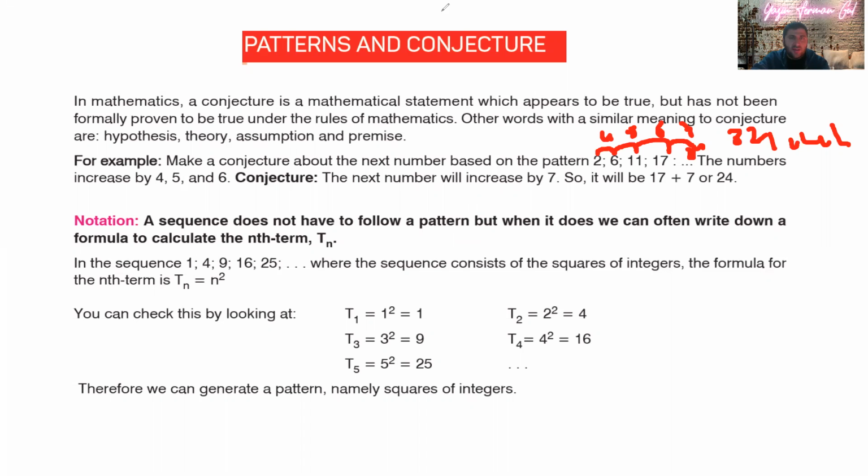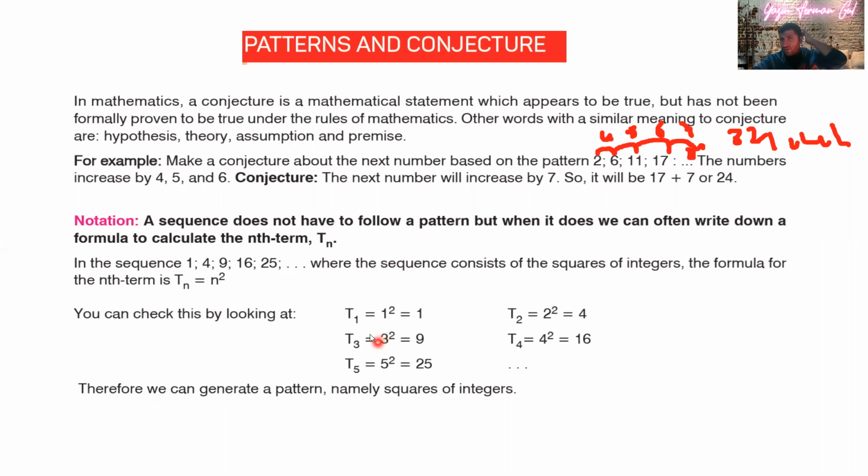In the sequence 1, 4, 9, 16, 25, the sequence consists of the squares of integers, because 1 to the power of 2 is 1, 2 to the power of 2 is 4, 3 to the power of 2 is 9, 4 to the power of 2 is 16, 5 to the power of 2 is 25. That's why we say these are square numbers. The formula for the nth term is T n equals n squared for this.